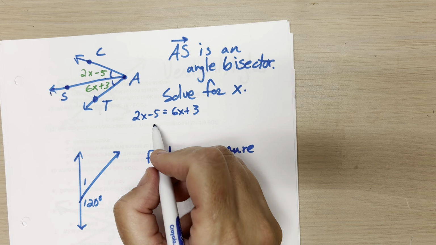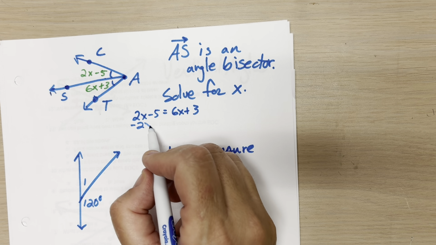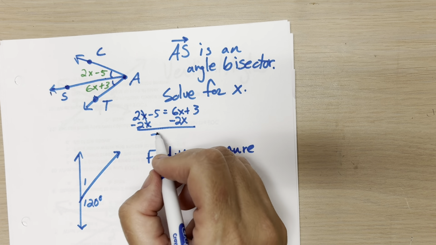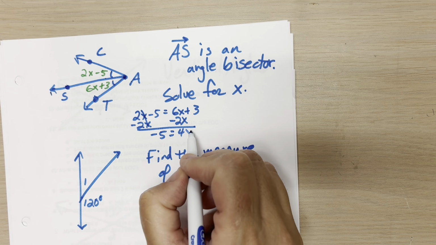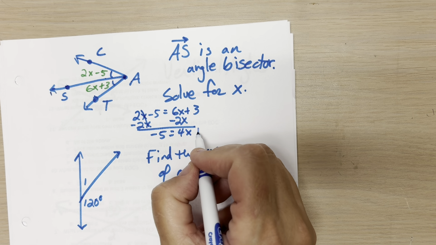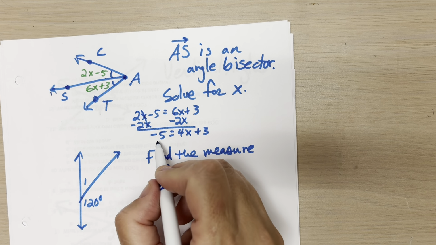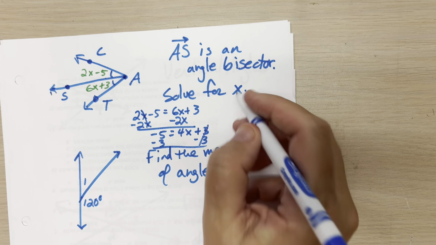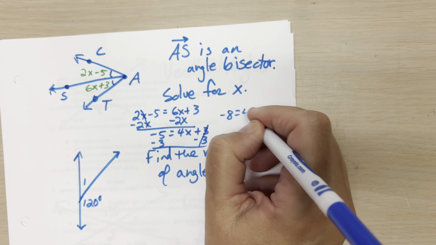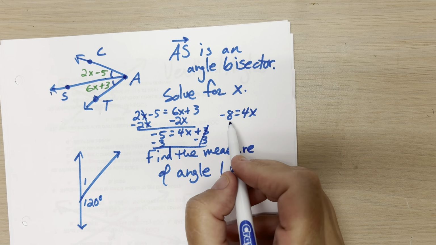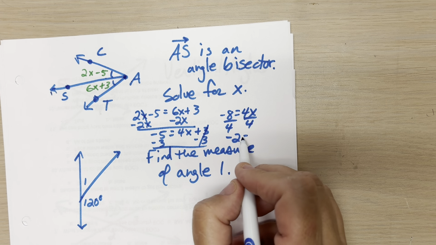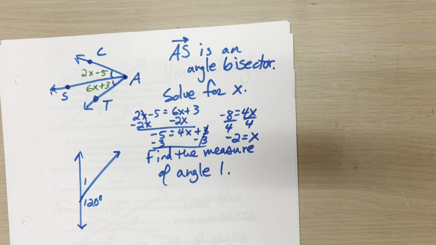Then I would subtract the 2x to solve this. I've got negative 5 is 4x plus 3. I'm then going to subtract 3, and I'm running out of space here. So I get negative 8 is 4x. Then we're going to divide by the 4. And I get negative 2 is x.